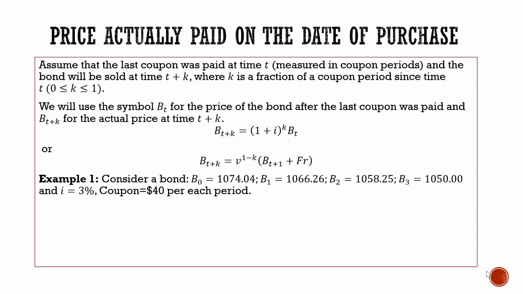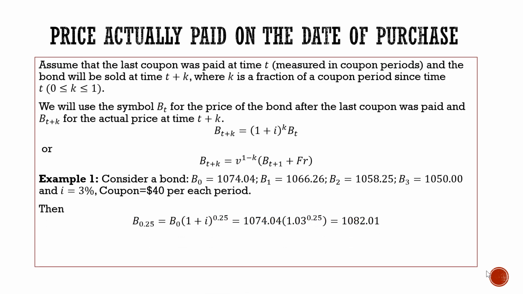Example 1. Consider a bond. The bond price at time 0 is 1074.04. The bond price at time 1 is 1066.26. The bond price at time 2 is 1058.25. The bond price at time 3 is 1050. Interest is 3%. The coupon is $40 per each period.